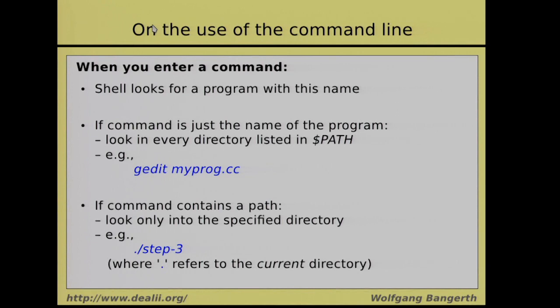But the current directory is not one of those directories that are listed in the path environment variable. So in that case, you have to specify an explicit path to the executable. So dot refers to the current directory, just like dot dot corresponds to the directory above it. / is the separator between directories and files. Okay, so ./ means current directory and the executable is step 3.